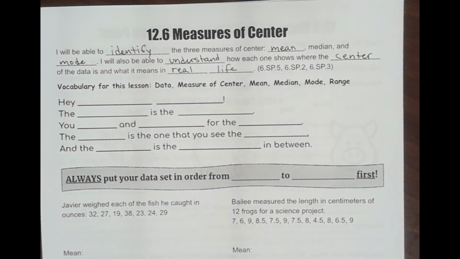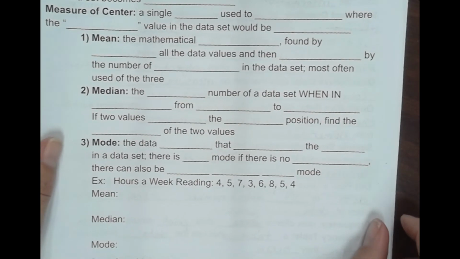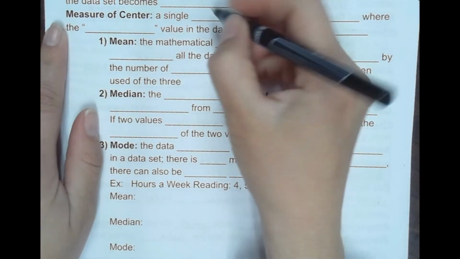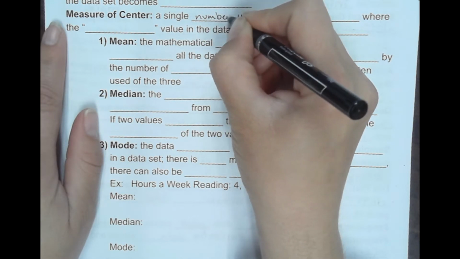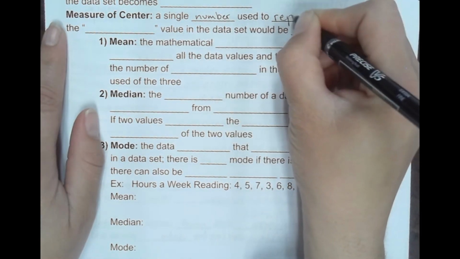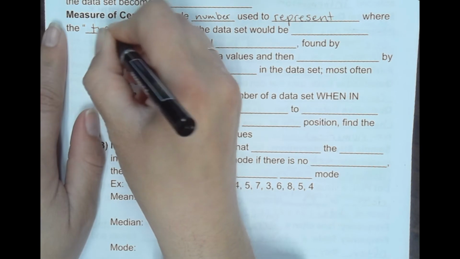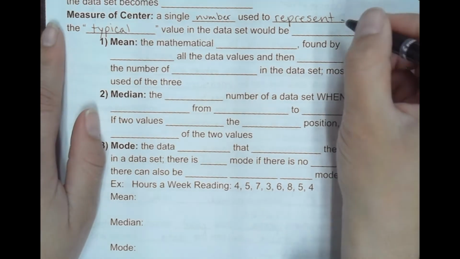So vocabulary for this lesson: data, which we know is information gathered. Measure, center, mean, median, mode, and range we are going to add to our vocab page. So this is the second page of the Chapter 12 vocabulary. So measures of center is a single point, a single number used to represent where the typical (notice it's in parentheses) value in the data set would be located.